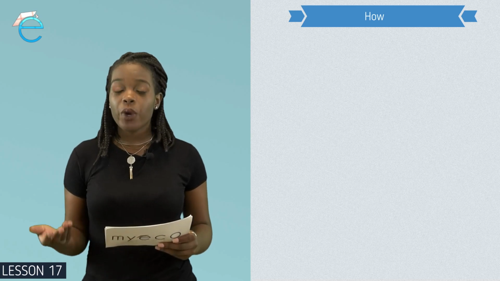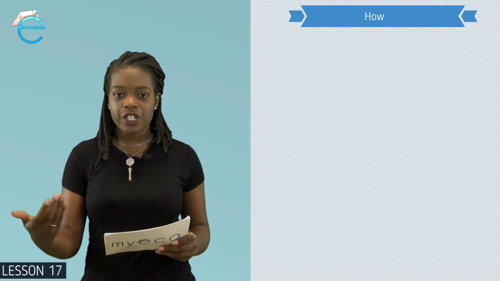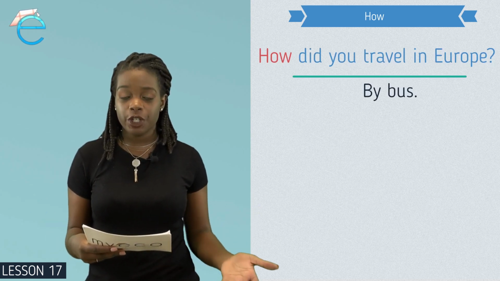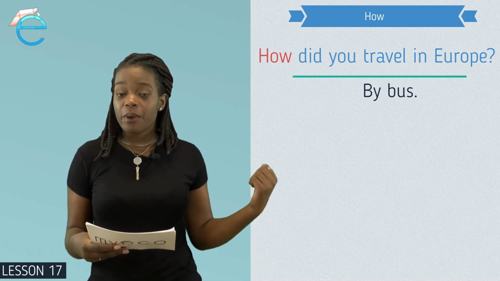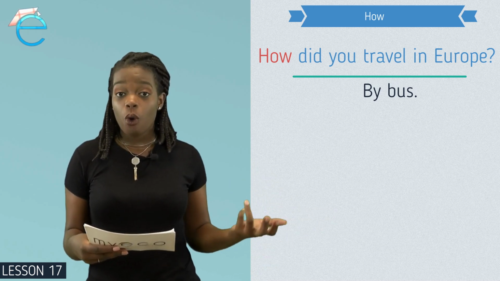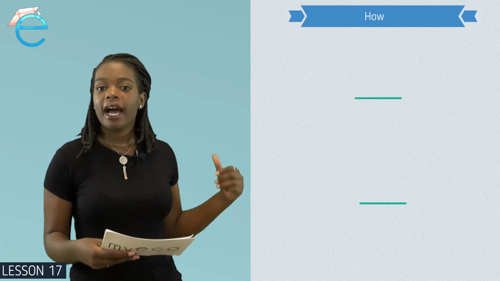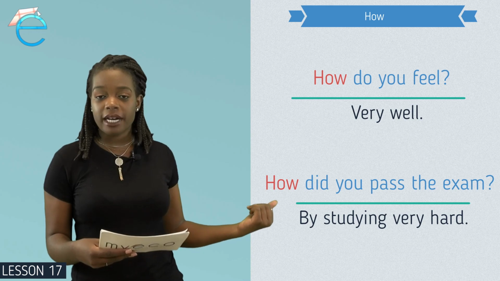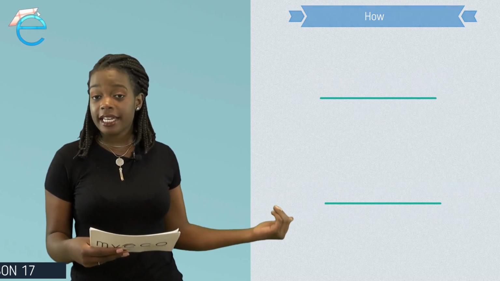Okay, so let's have a look at how to get started. We use how to describe the manner or the way in which something occurred. For example, this person asked, "How did you travel in Europe?" And as an answer, we have by bus. Or our next example, "How do you feel?" Very well. Or "How did you pass the exam?" By studying very hard.